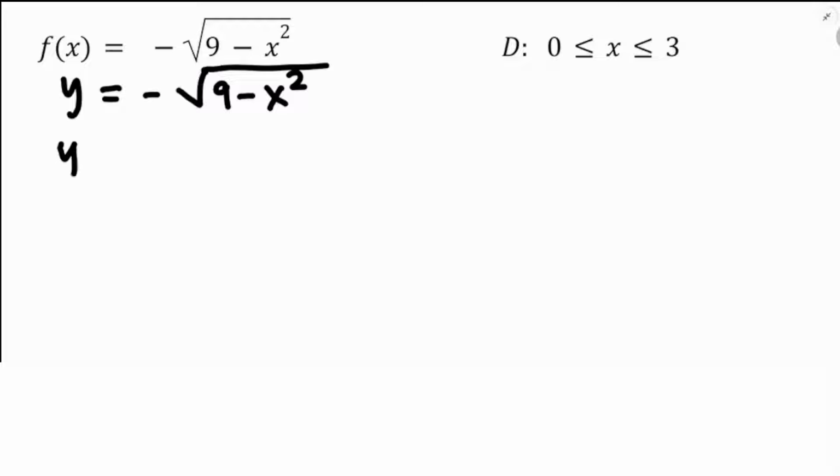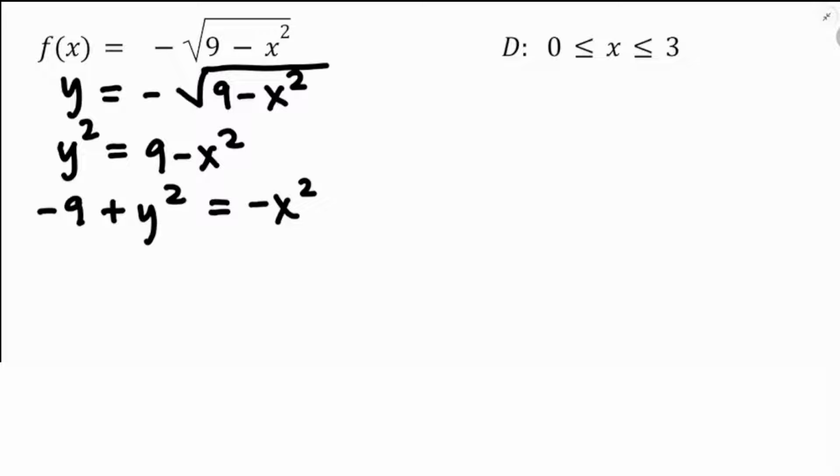I'm going to square both sides, and I'd get y squared. If I square that negative 1 right there, that's going to become a positive 1. If I square the square root, I'll just get 9 minus x squared. So I'm solving for x squared, so I'd say negative 9 plus y squared equals negative x squared. You could also say x squared plus y squared equals 9, and that will be a characterization of that function that we will be interested in later in this unit.